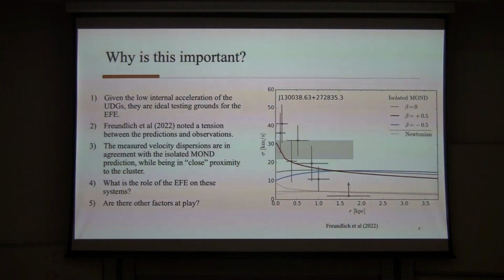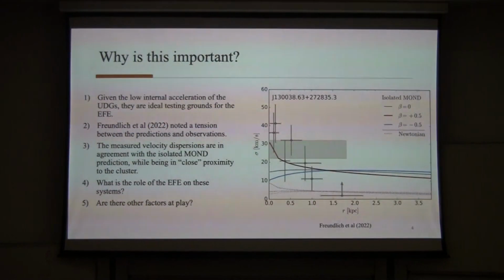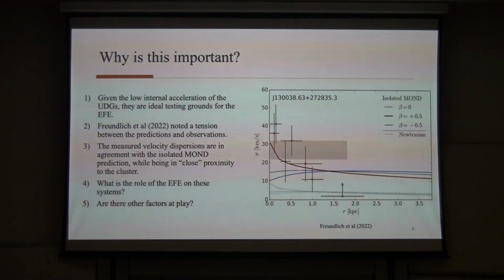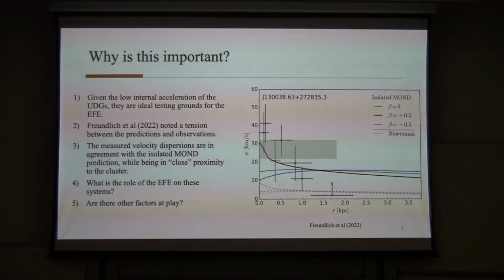It's important, as Jonathan mentioned earlier, given the low internal acceleration of these galaxies, it makes them ideal testing grounds for the EFE. And Freundlich et al. noted a tension between the predictions and observations, mostly meaning that the velocity dispersions of the observed galaxies are much higher than MOND predicts, including the EFE, particularly because the UDGs are quite close to the cluster center where the EFE is significant, and there is a tension between the prediction and observation.